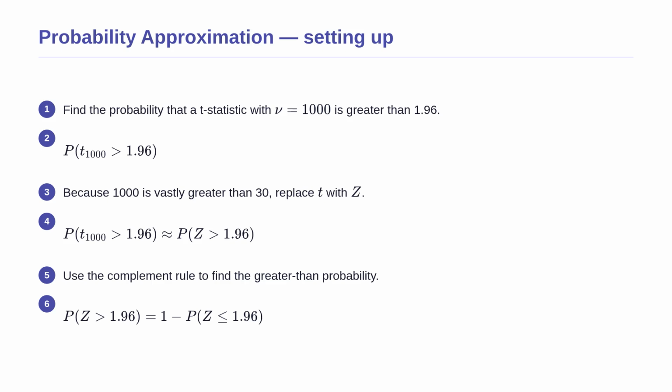Let us apply this practical shortcut to a real problem. A researcher has a massive data set with 1000 degrees of freedom. They need to find the probability that the t-statistic is greater than 1.96. Because 1000 is vastly greater than our practical threshold of 30, we replace the complex t variable with the simple standard normal z variable. So we just need to find the probability that z is greater than 1.96. Standard tables only show less than probabilities, so we take the total probability, which is always exactly 1, and subtract the probability of being less than or equal to 1.96.